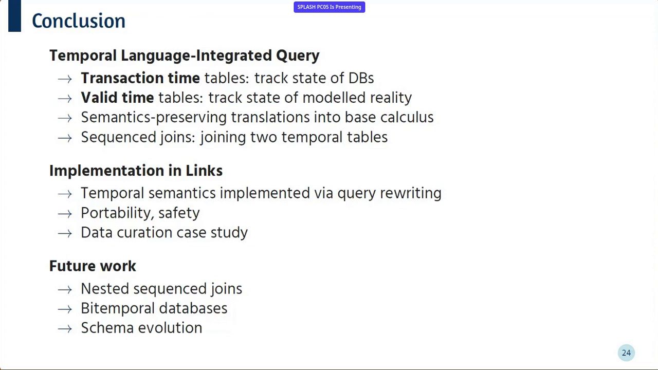The first one, I'm really interested in looking at how we can do nested sequence joins. At the moment, sequence joins only work on flat tables or flat n-records. Doing that in a nested setting is substantial, and needs some thinking. For bitemporal databases as well, we're trying to look at how we can do this in a more compositional way. And finally, we're quite interested in seeing how we can do some work on schema evolution as well in the language integrated query setting. So that's it. Thanks very much.